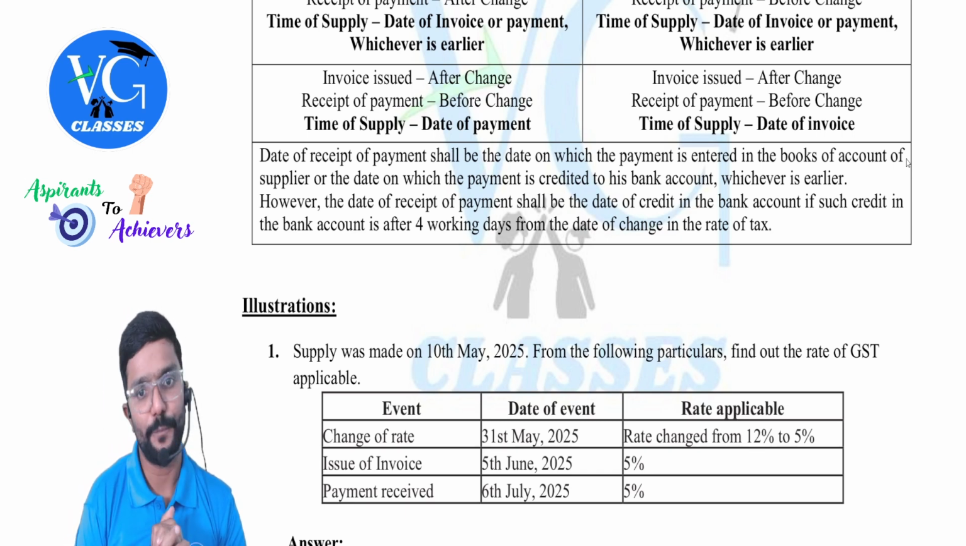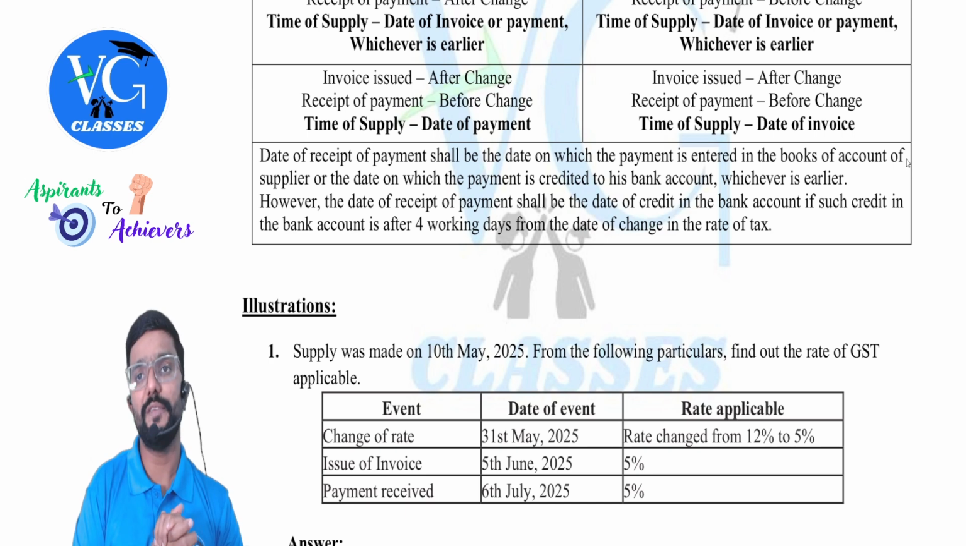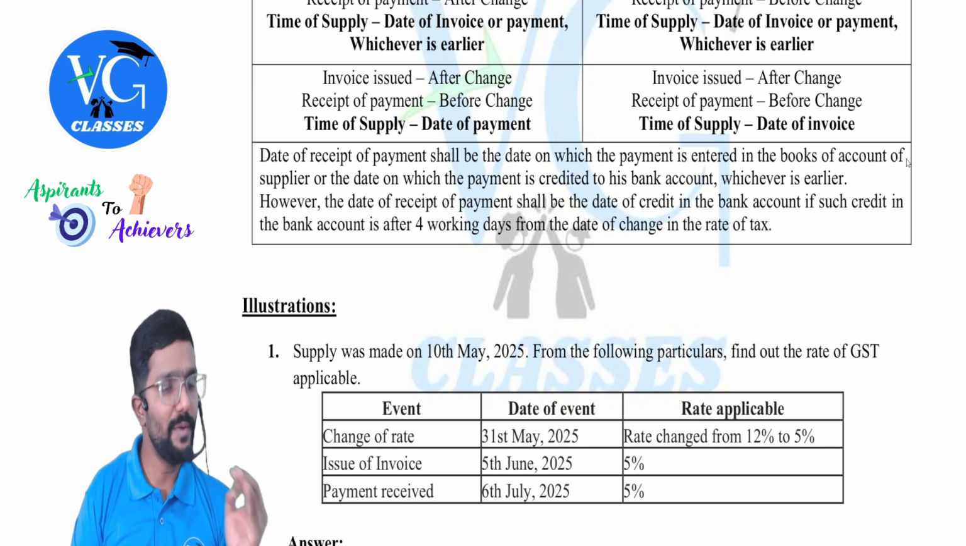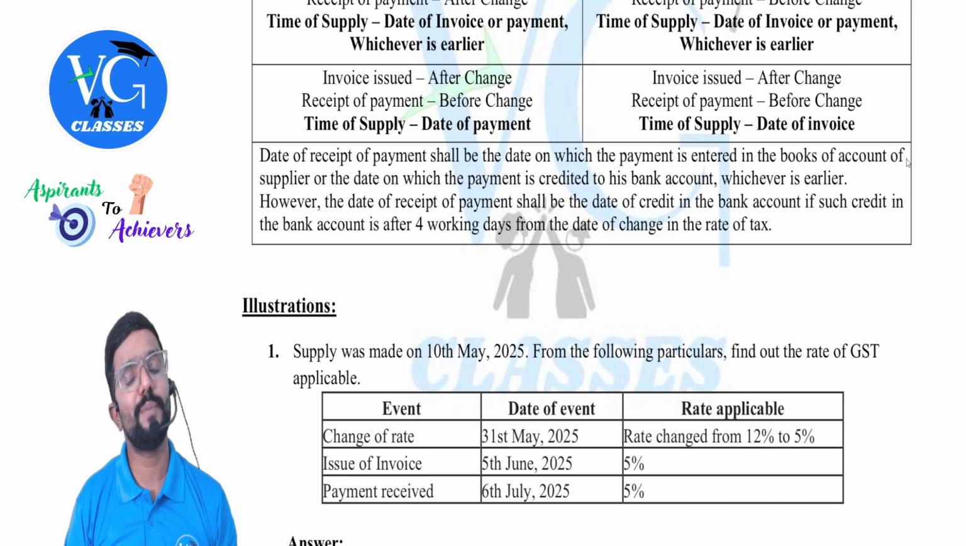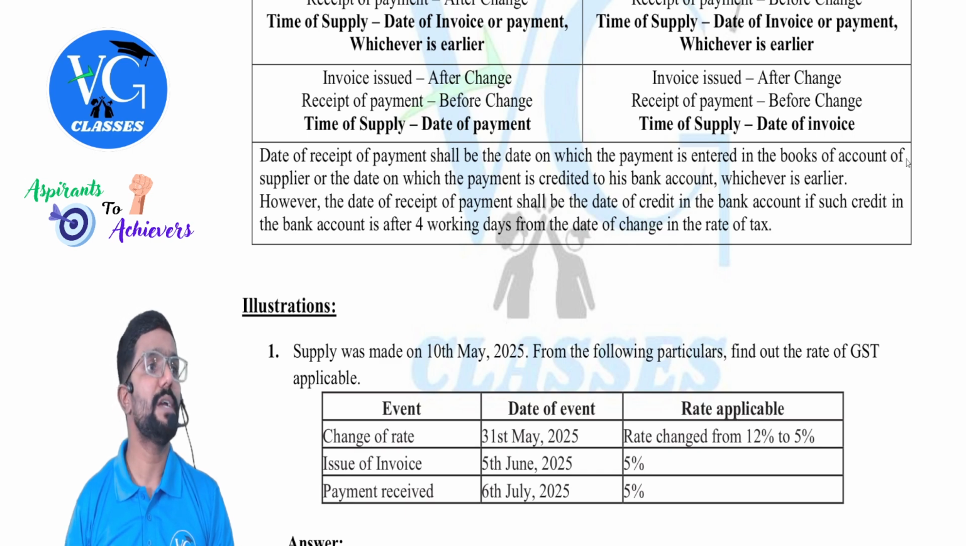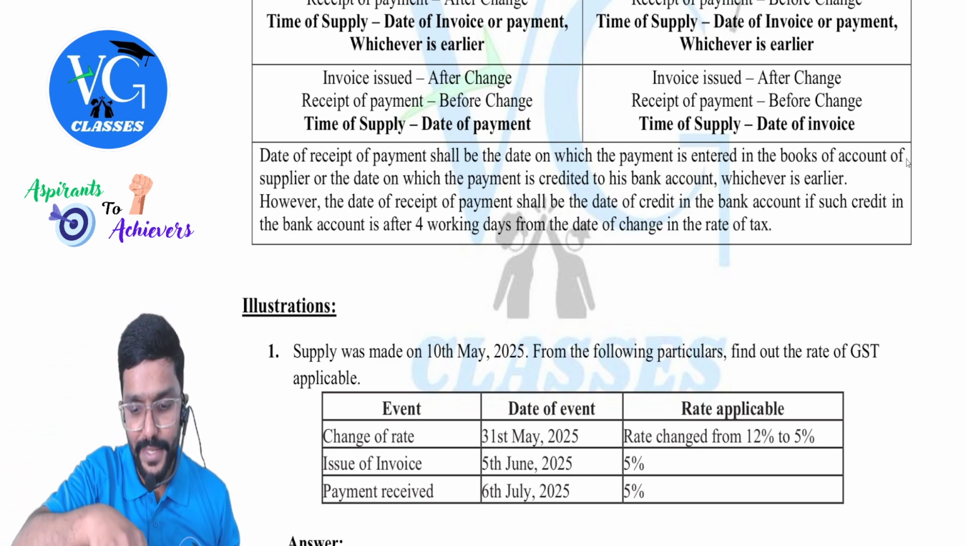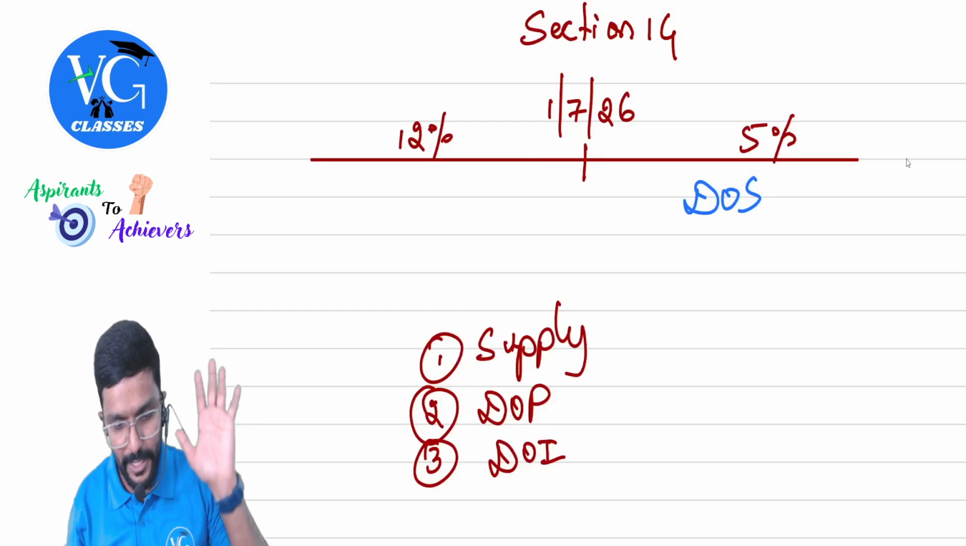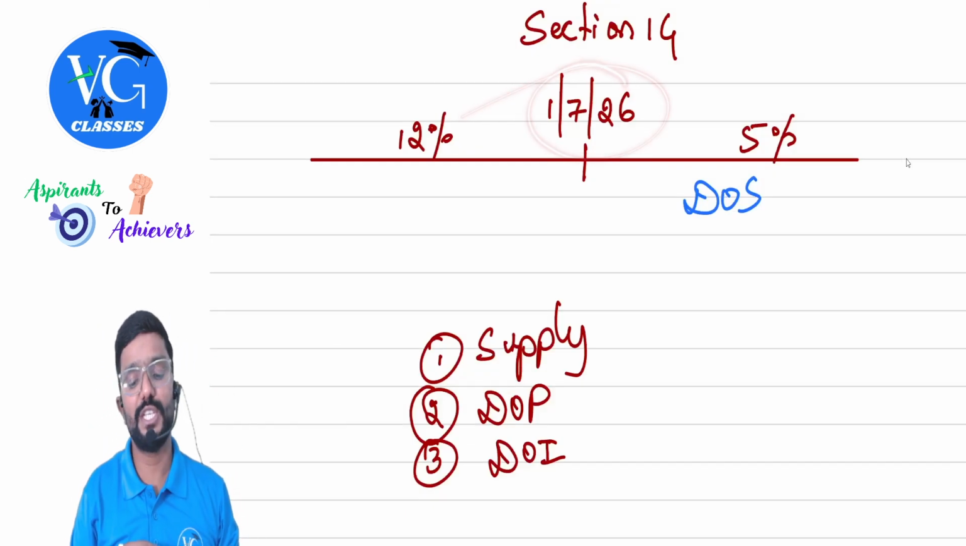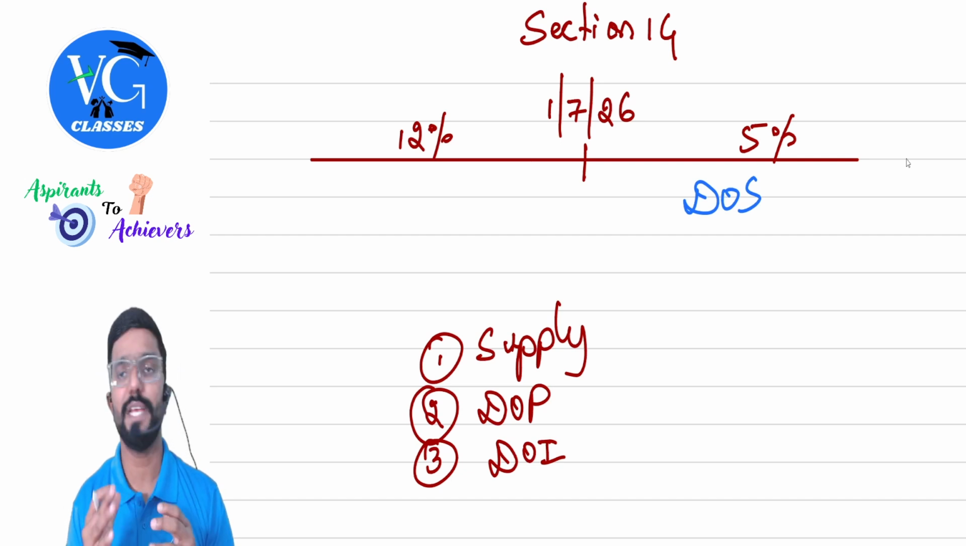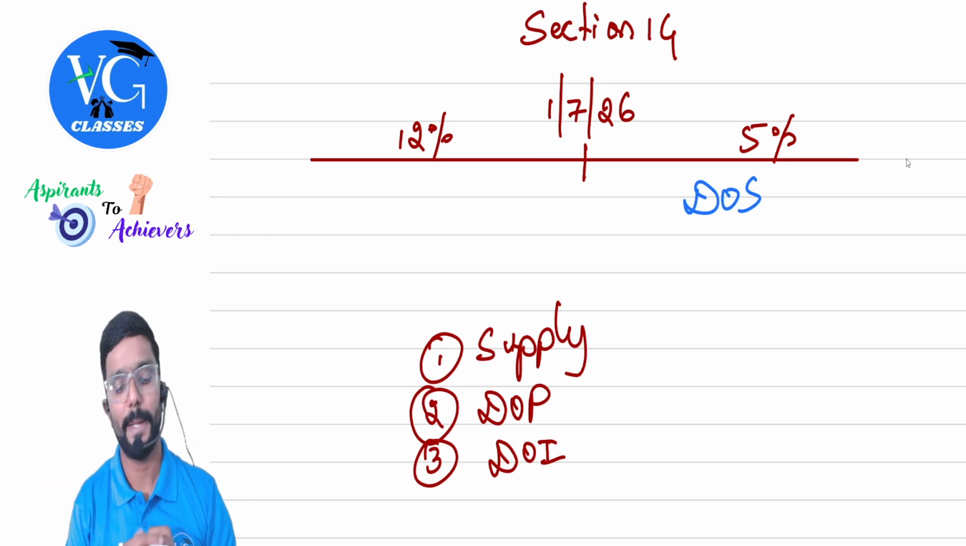Yes. Sure. But they are giving one provision here, which is telling, however, that the date of receipt of payment shall be the date of credit in the bank account, if such credit in the bank account is after 4 working days from the date of change in the rate of tax. Guys, listen here. Let me explain this. Date of change in the rate of GST is 1st July.